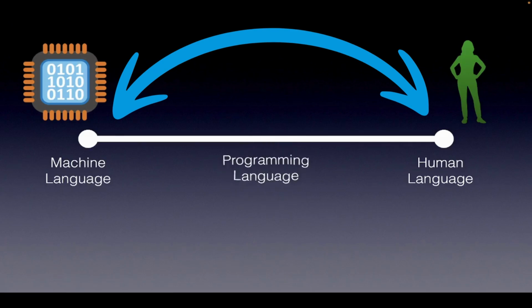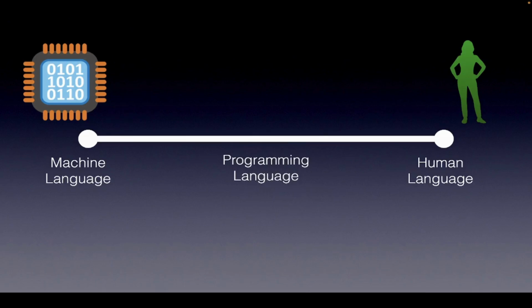And that's where the idea of a computer programming language comes in. A programming language sits in that gap and is kind of a bridge. It's something that is easier for a human to learn than machine language, but it's also something that a computer can reliably convert into machine language so that it can execute.